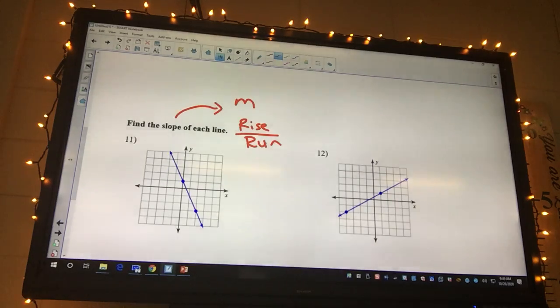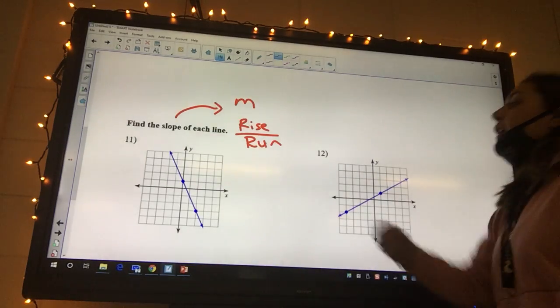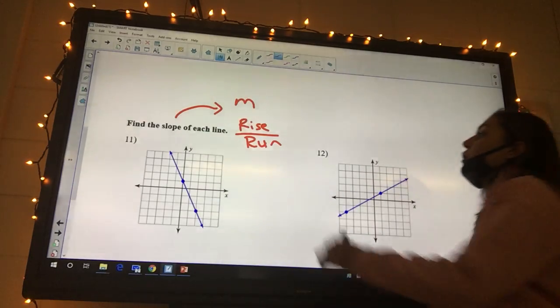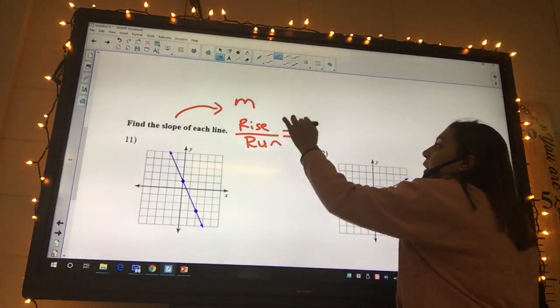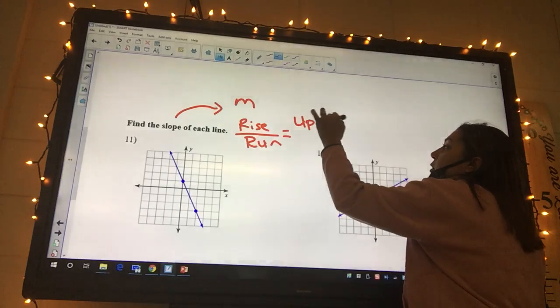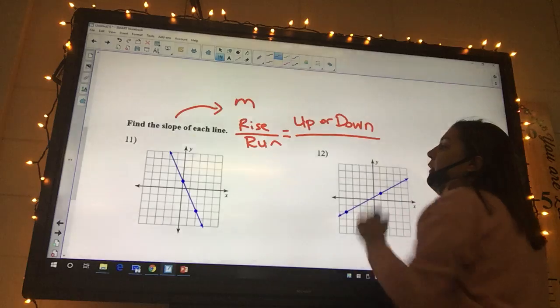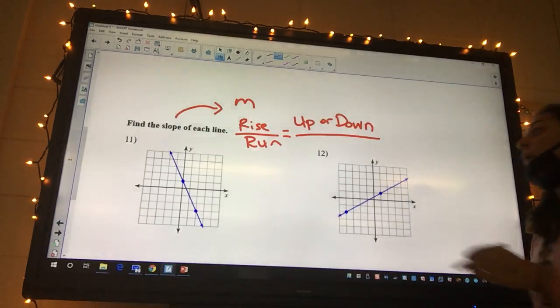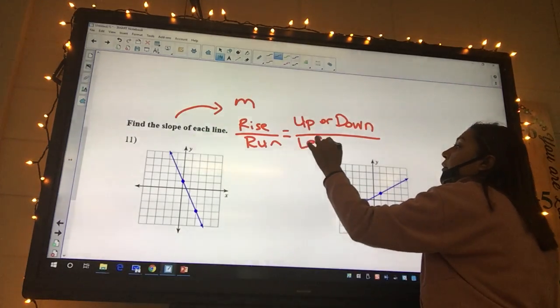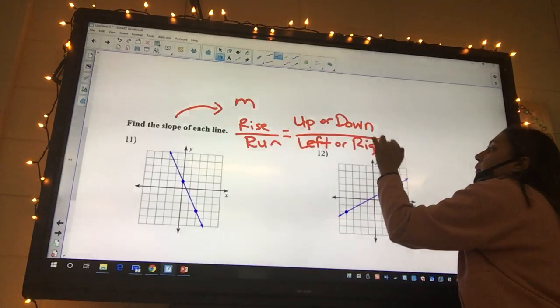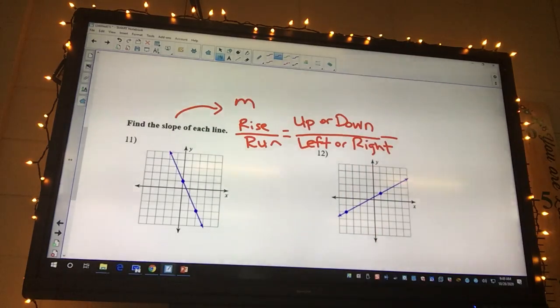So when we're looking at the graph, it's a matter of counting. The rise is going to be how much you go up or down, and the run is going to be how much you go left or right. So it's very important.